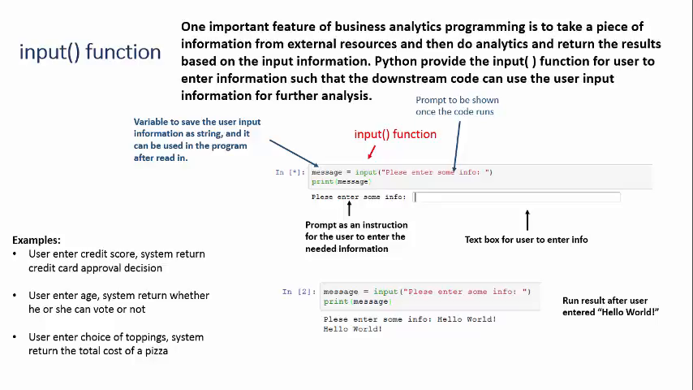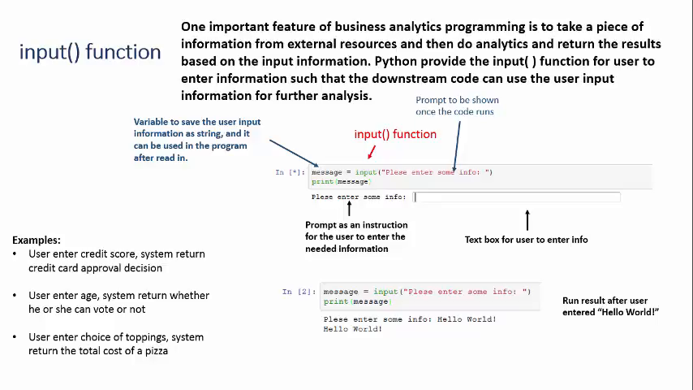Python actually provides the input function for users to enter information such that the downstream code can use the user input information for future analysis. And this has a lot of business use cases. For example, in the banking industry, users usually provide their credit score information, annual income, and some other key information. The system will return the credit card approval decision based on that information.